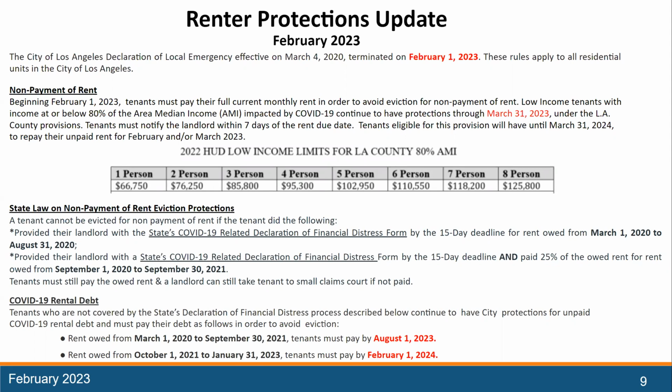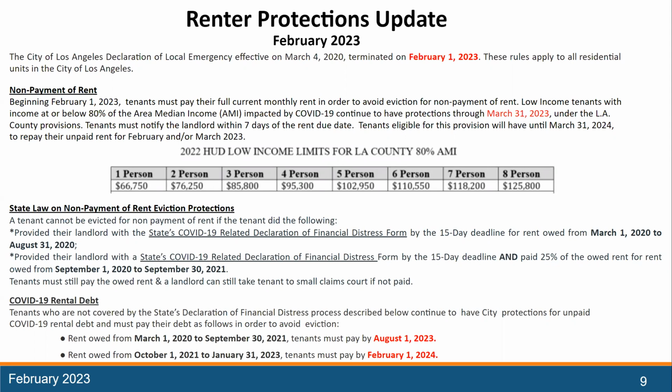In addition to the city protections, some tenants who also complied with state law requirements in the years 2020 and 2021 have an additional layer of protections from eviction for non-payment of rent. Depending on the time period that the rent is owed, a tenant cannot be evicted for non-payment of rent if the tenant did the following.